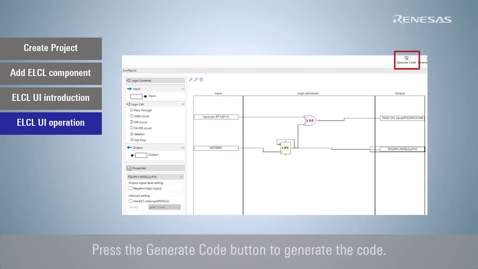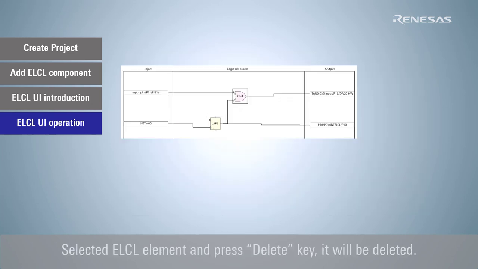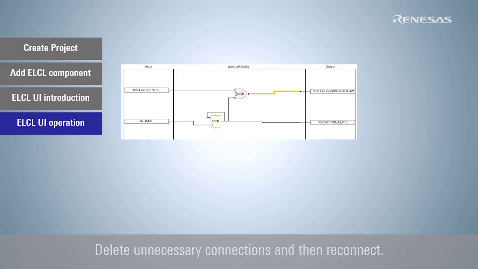After completing the settings, press the Generate Code button to generate the code. If you select an ELCL element and press the Delete key, the ELCL element will be deleted. If you want to change the connection, delete unnecessary connection lines and then reconnect. If connection is not possible, the destination will not be highlighted.